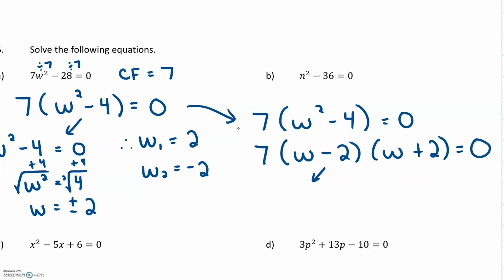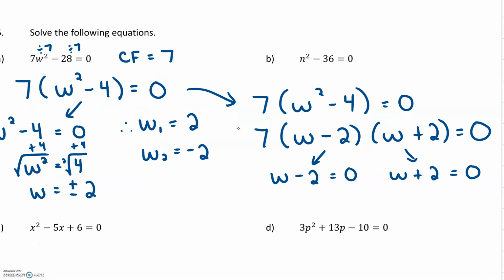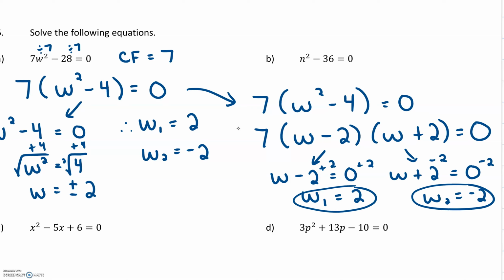So from here, you take your answers, the ones that have variables in the brackets, so there's 2 brackets this time. You set them both equal to 0 because that's what solving is. If you were just factoring, you would stop right here. But we're continuing with solving, and in this case we're going to add 2 to each side, so w1 is positive 2, and w2 means that I subtract 2 on each side, so it's negative 2.